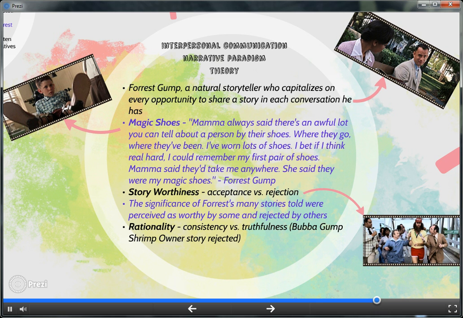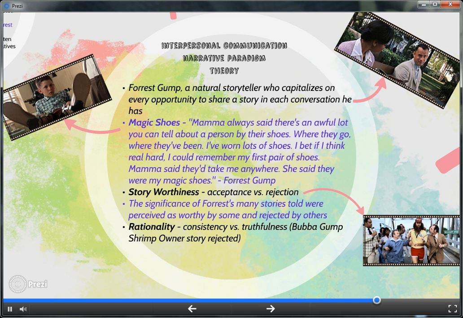Decisions about a story's worth are based on good reasons. Oftentimes, when we hear a story, we choose to accept the story's worth for what it is or extract what isn't logical. In the film, many of the stories that Forrest told were simply hard to believe, and some of the people he talked to accepted his stories when others rejected them.